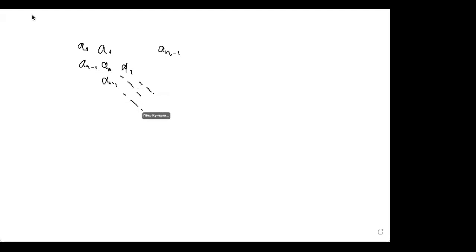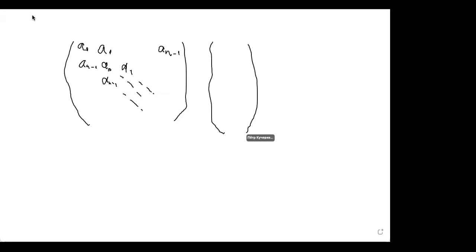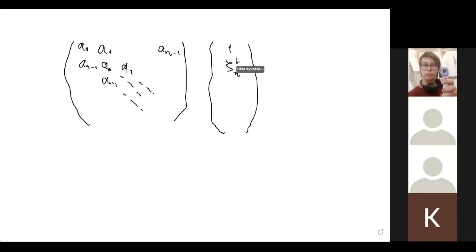Okay, so now I want to say that vectors of such form, oh, no, one, that these vectors are vectors. And finally, to the power n-1.